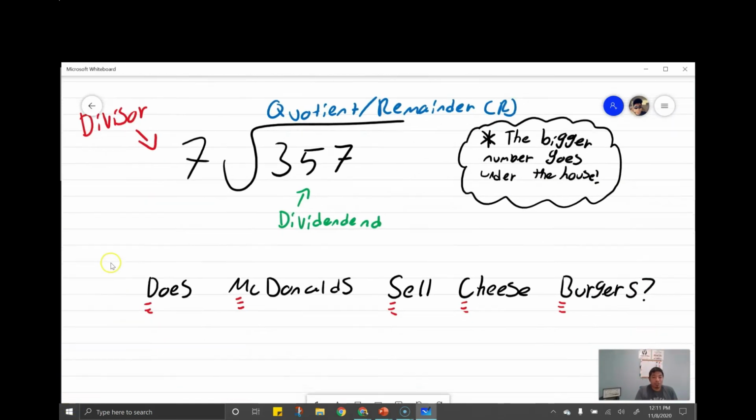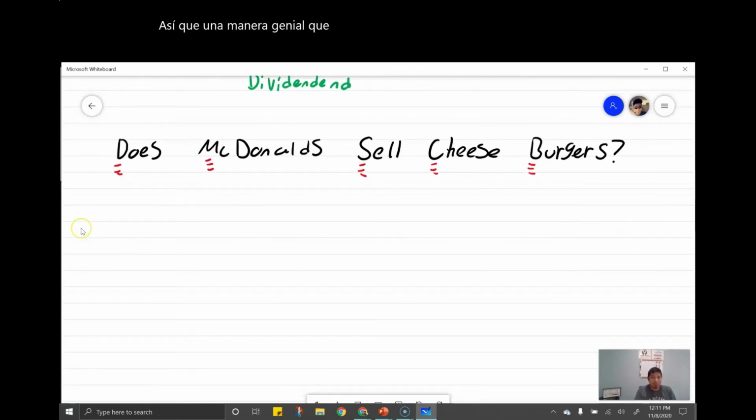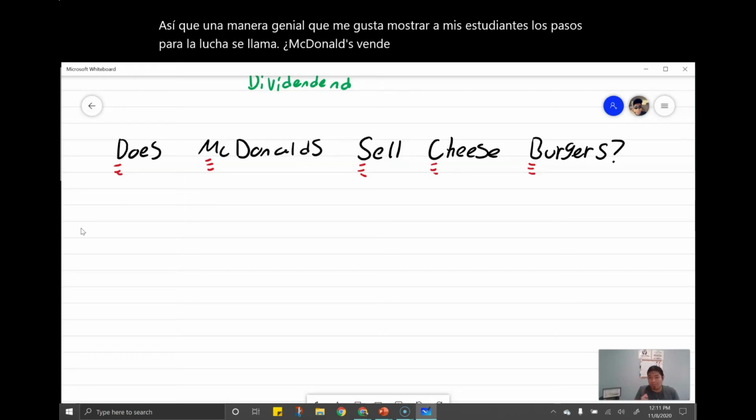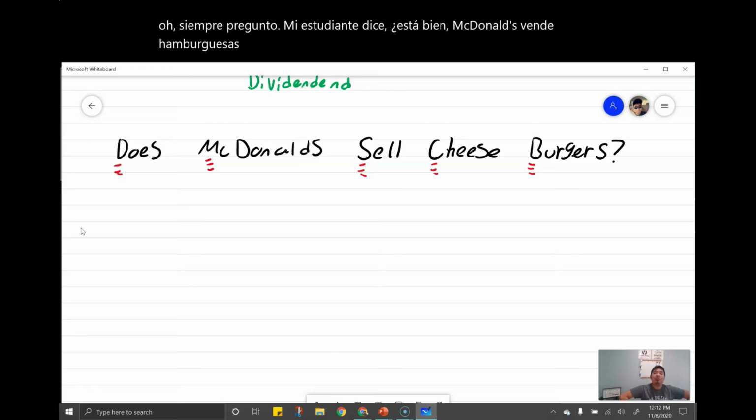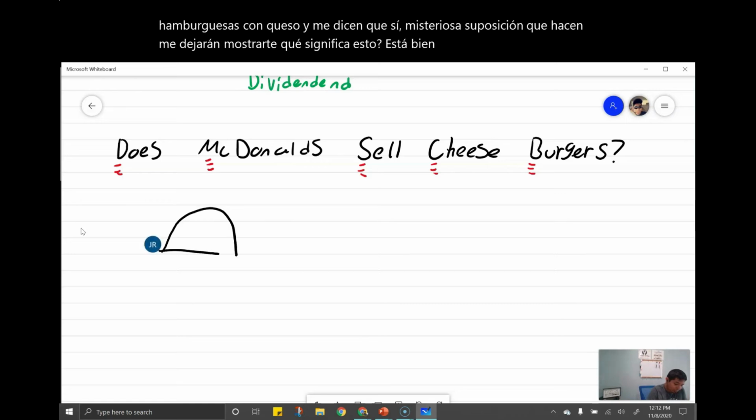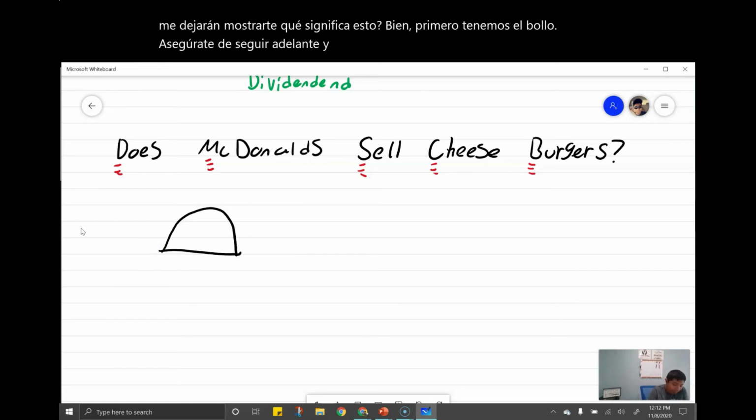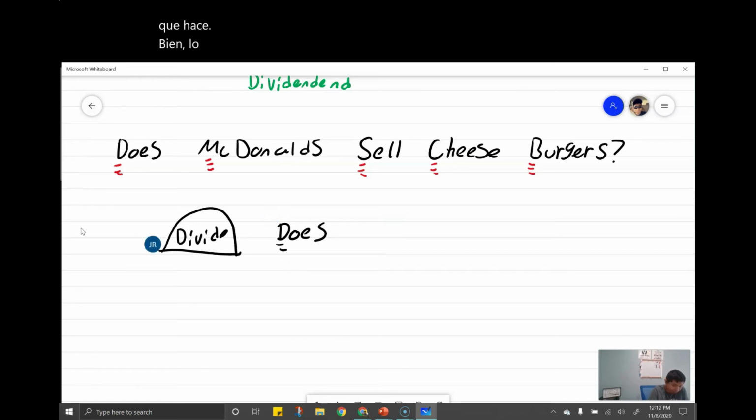So a cool way that I like to show my students the steps for dividing is called Does McDonald's Sell Cheeseburgers, okay? And I always ask my students this, okay? Does McDonald's sell cheeseburgers? And they tell me, yes, Mr. Rios, yes they do. Well, let me show you what this means, okay? So first we have the bun. Make sure you go ahead and draw this out, okay? So we have the bun. The bun is the does, okay? Which is going to be to divide, okay? Then we have the lettuce. Imagine that's green, okay? And this is going to be the McDonald's.